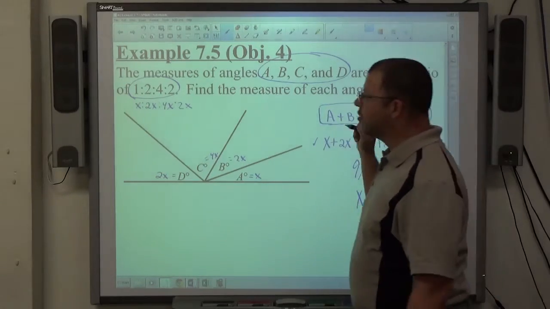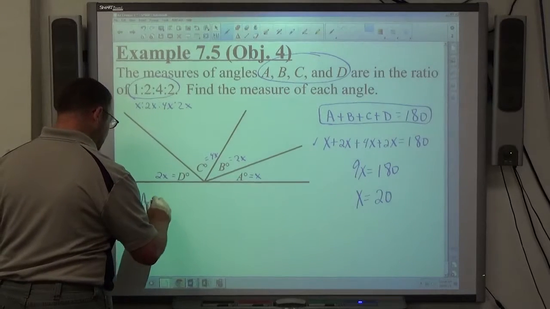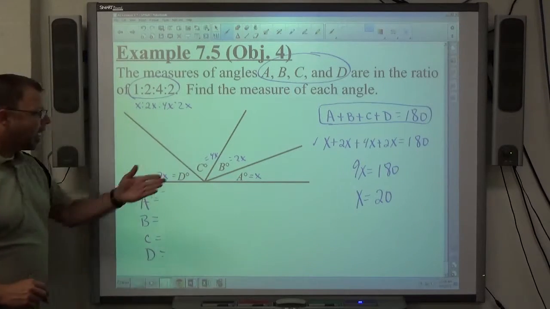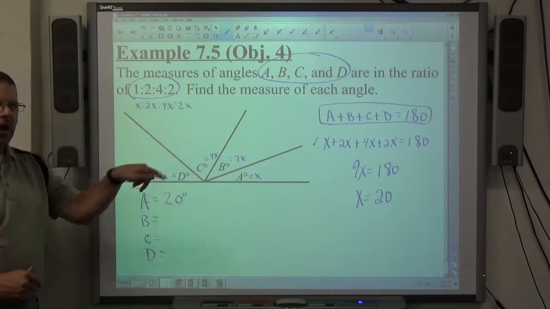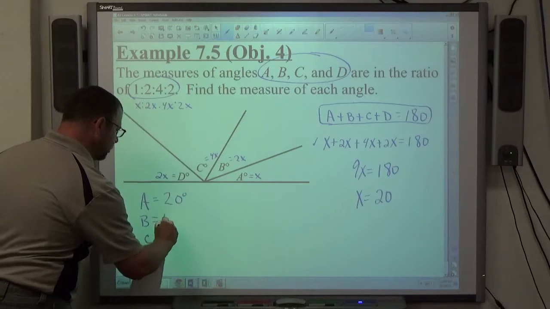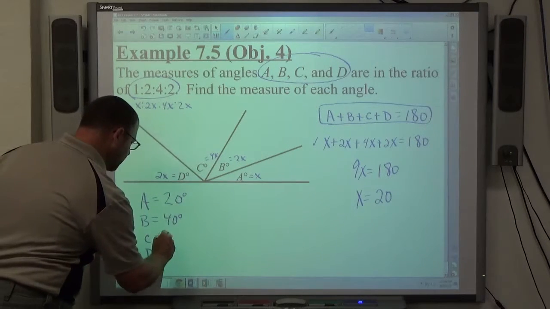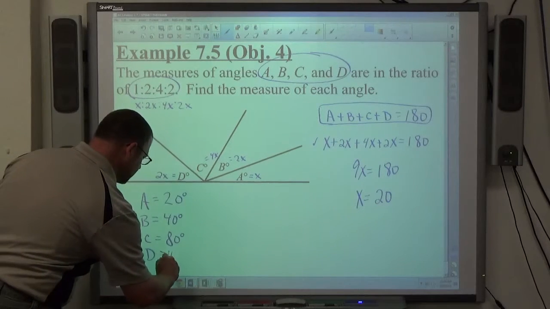It says find the measure of each angle, so our job is to find the measures of A, B, C, and D. A equals x, so A is 20 degrees. B is 2 times x, 2 times 20 is 40 degrees. C is 4 times x, 4 times 20 is 80 degrees. And D is 2 times x, 2 times 20 is 40 degrees.